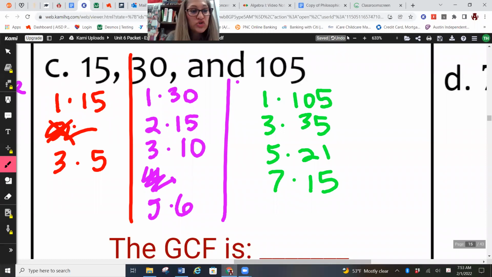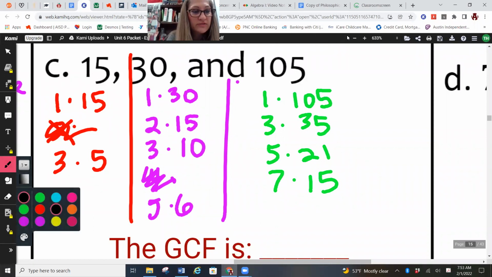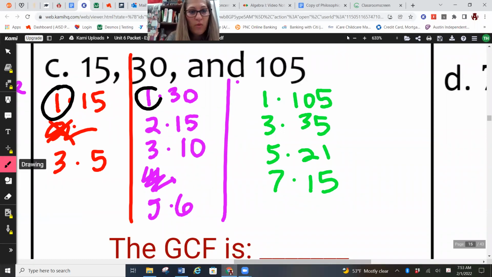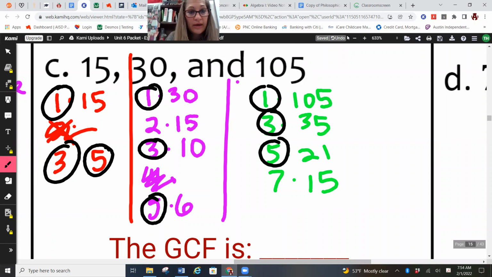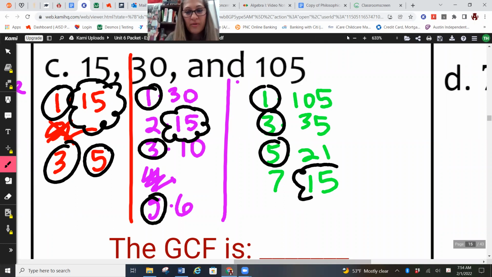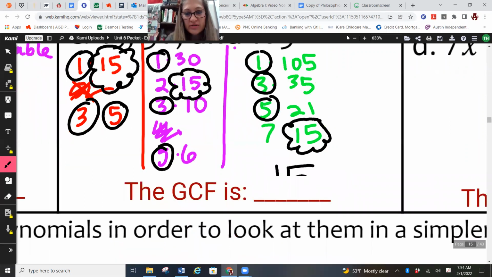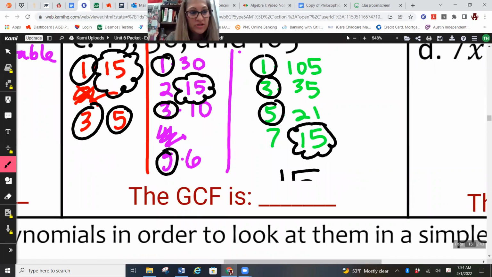Okay, now we're going to circle our common factors. They each have a 1. That's not the highest. It looks like they each have a 3. They each have a 5. And oh, they each have a 15. If they each have a 15, that's bigger than any other number that I already have circled. So the greatest common factor is, why is that not writing? That's so bizarre.